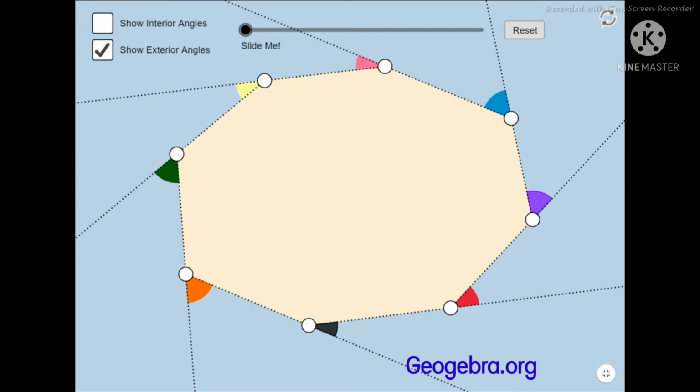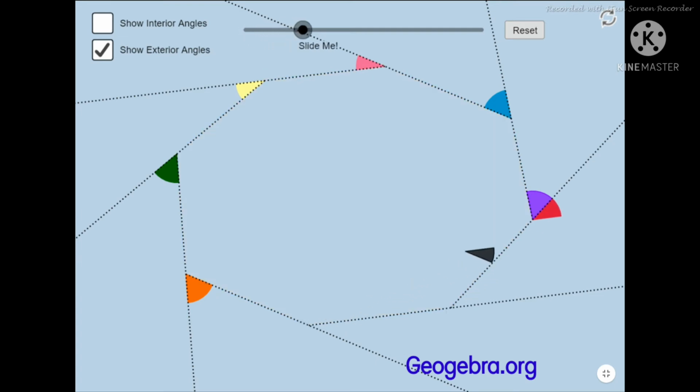The same thing for an octagon with 8 sides. So it has 8 exterior angles. We will keep on sliding it and add up one by one. So you can see when you keep on sliding, the angles add up to each other and we get a complete angle that is equal to 360 degrees. So for an octagon also, the sum of the exterior angles becomes 360 degrees.